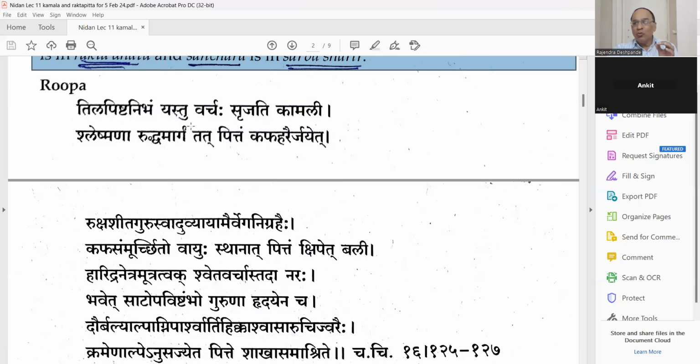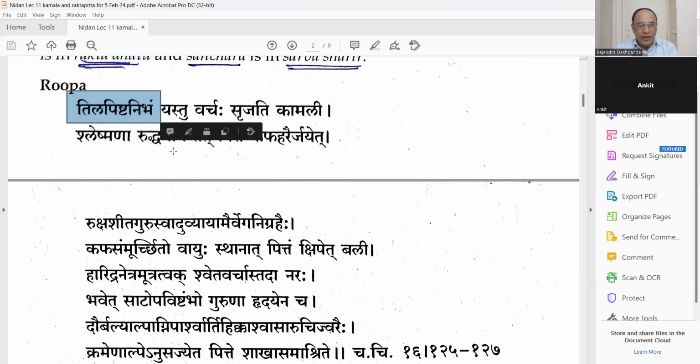Tilapishta Nivam Yastu Varchaha Srujati Kamali. This word is very important. I request you to write down this word because this is always asked in the oral examination.